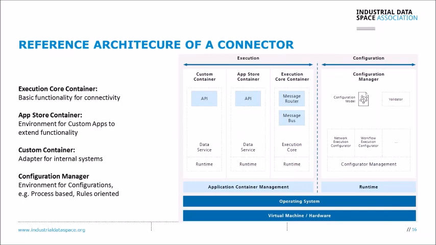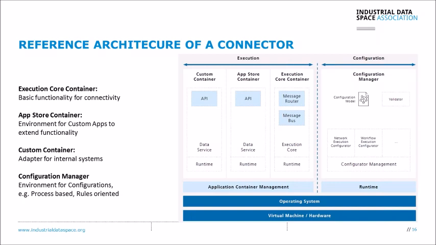There are things like message routers or message buses, which can be replaced by other technologies too. But this execution core enables the basic communication between every connector. On the left, we see the custom container. This is the interface to your internal systems. For example, you have a database, some IoT devices, or maybe a system like SAP or another ERP system. You can connect this here.